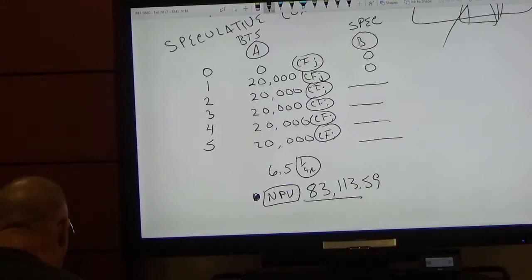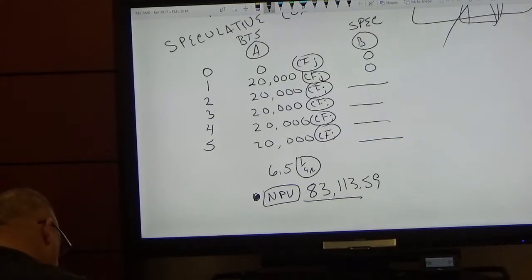Okay. So the net present value of that is $83,113.59. Okay, everybody good with that? Yes or no? Yes. Okay.